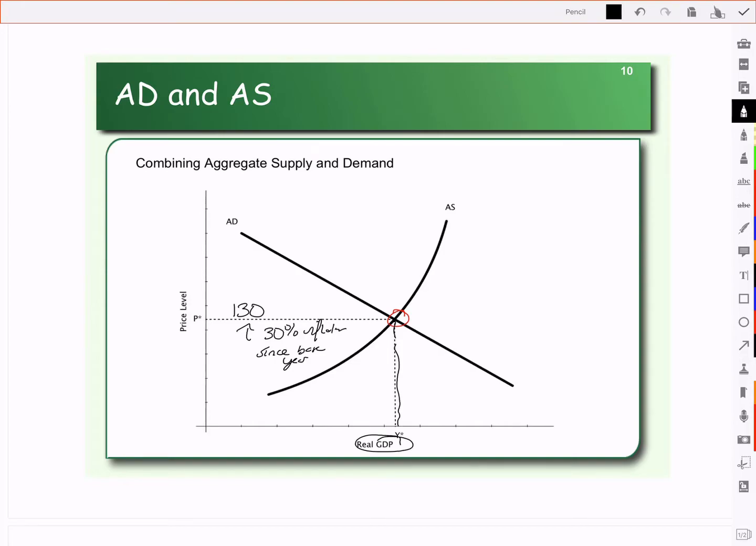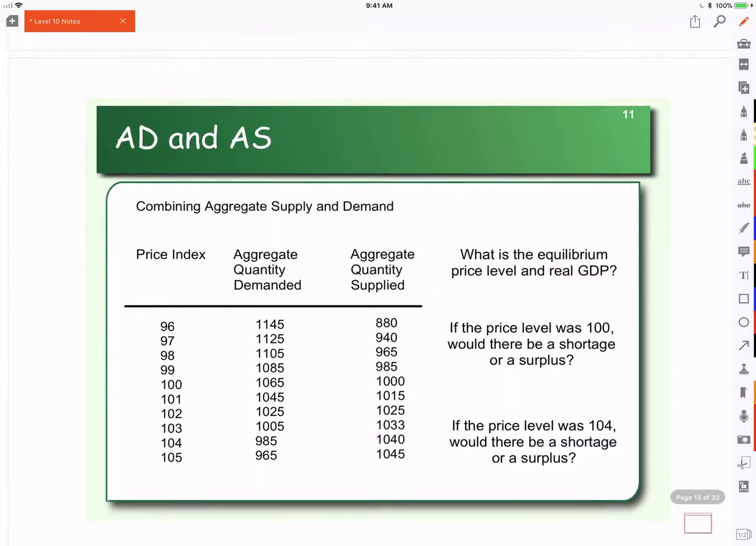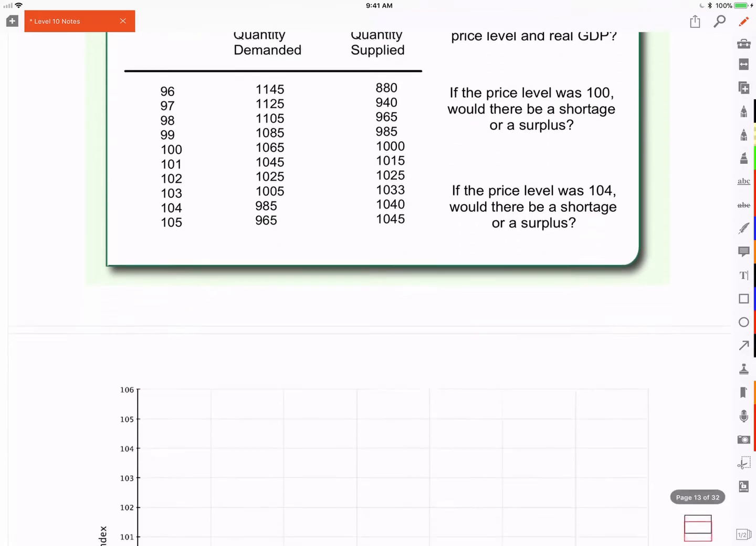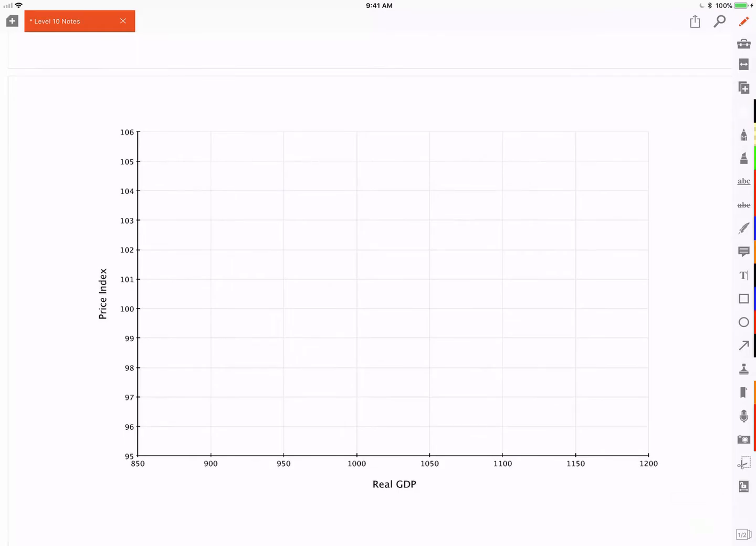So now let's look at a specific scenario. So suppose this data represents your country, and here are the different price indices. Tells us about the amount of inflation. And here we have aggregate quantity demanded and aggregate quantity supplied. So let's plot this information on a graph, and then we can start answering some of these questions.